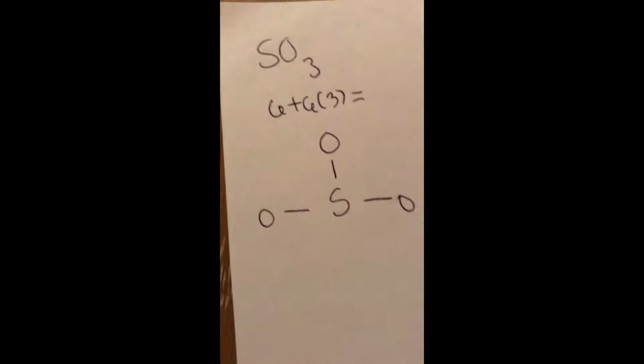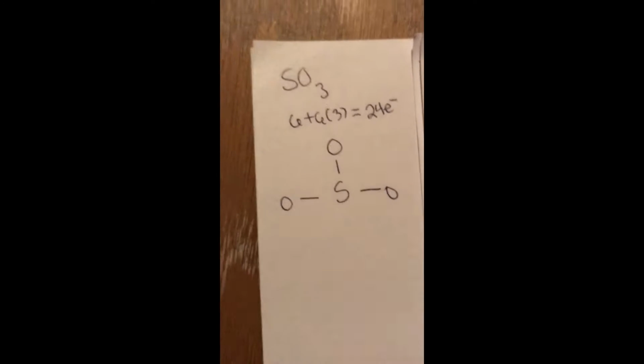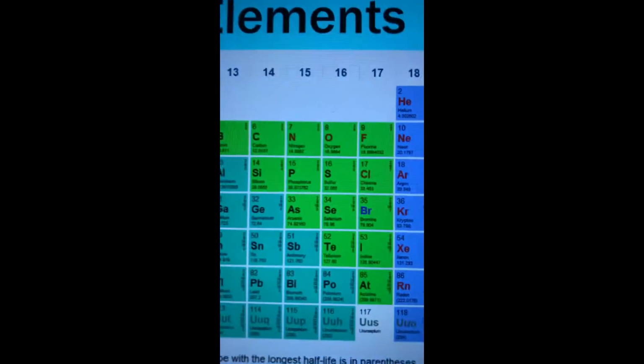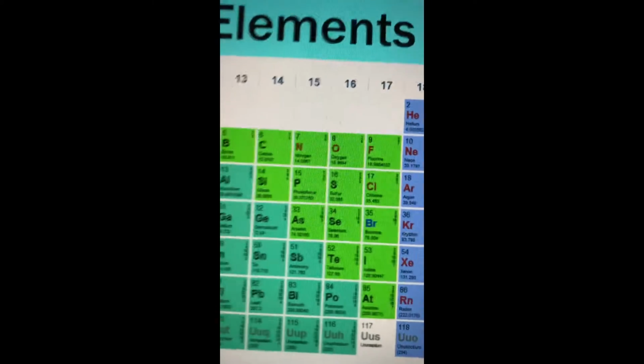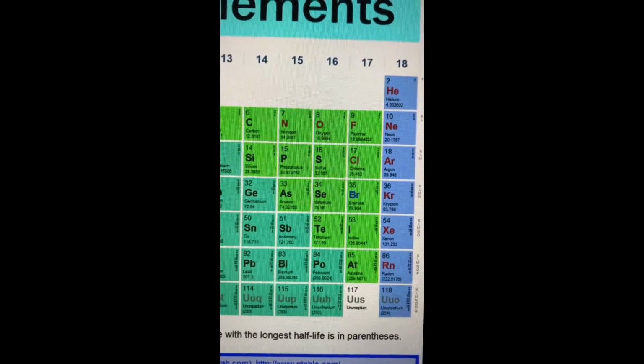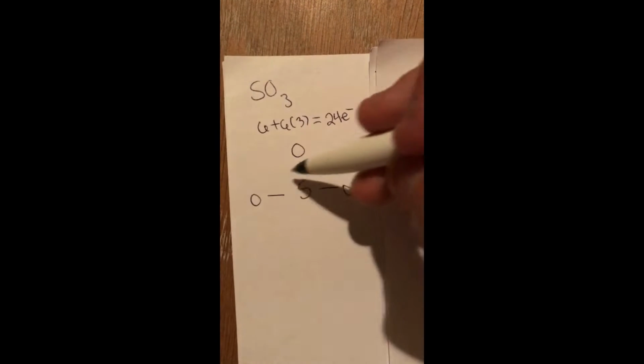To do that, all you're going to do is look on the periodic table and count the valence electrons. So that's 6 for S, and 6 for each O. That gives us 24 total electrons to work with. Before I even start, I am going to take into account that S is on the 3rd row from the top, and in that column and below, they are octet violators. So I already know that S will lack electrons.